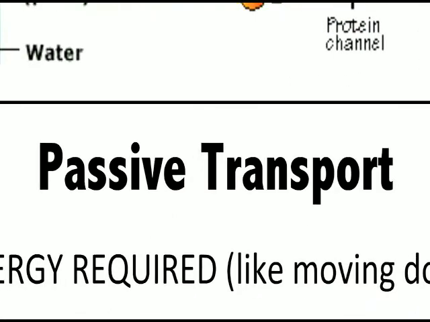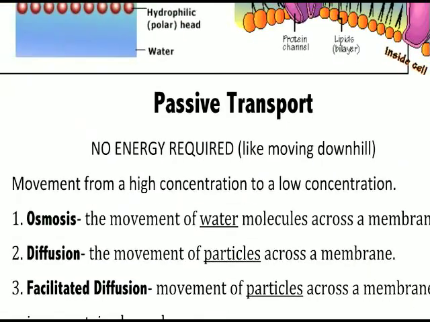There are two ways that things can pass through the membrane. They can either pass through by passive transport or by active transport. We're first going to look at passive transport. Passive transport does not require any energy, and it's kind of like pushing a wheelbarrow downhill. It just sort of rolls on its own, and it doesn't require any energy from you. You don't have to push very hard. So it's sort of like moving downhill.